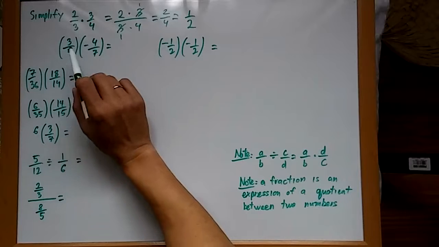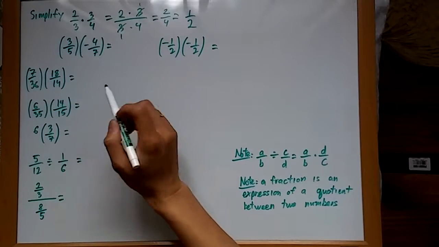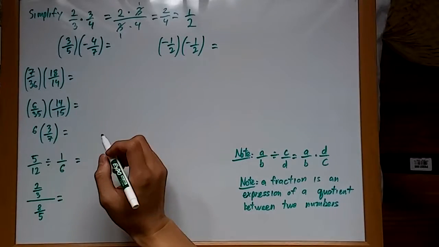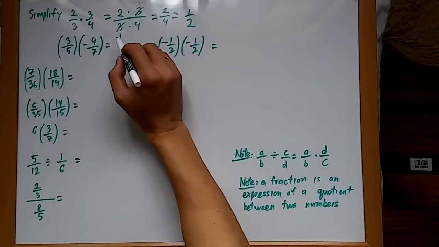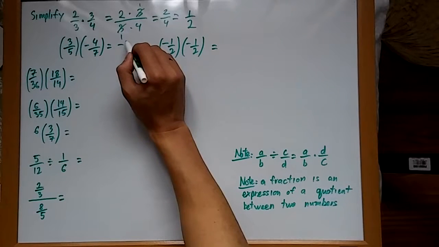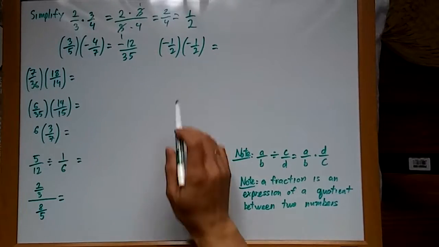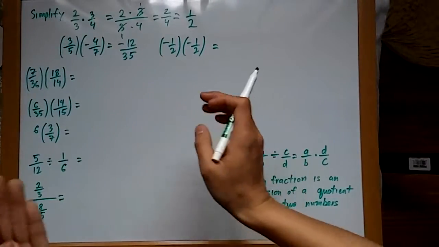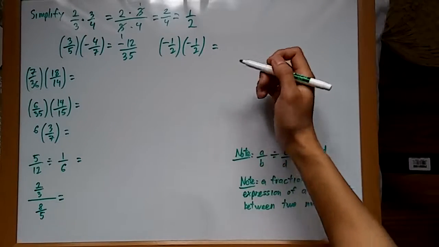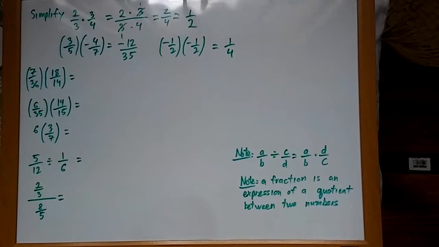Our second problem, 3/5 times -4/7. And this is just to show that fractions behave the same way as integers. A negative times a positive will always result in a negative answer. So in this problem, we have -12 over 35. And same thing, if both of the fractions are negative and they multiply, the answer will be a positive. So for this problem, it's 1/4.